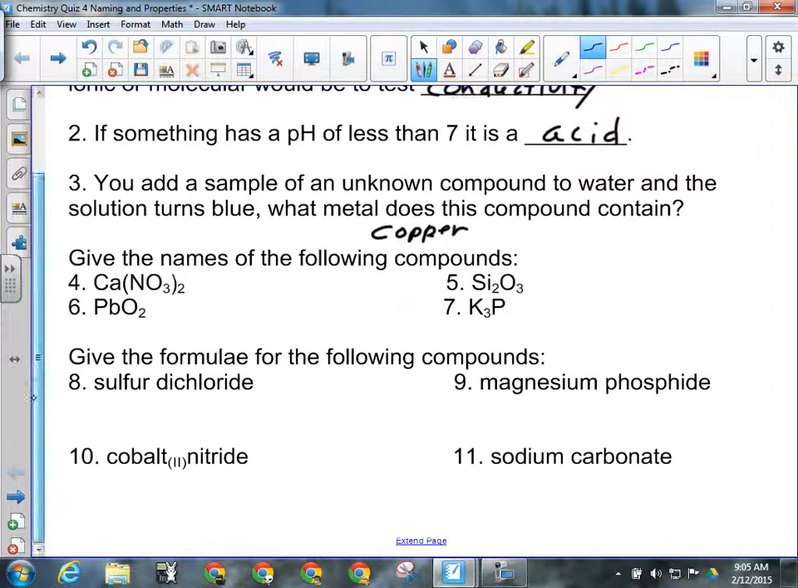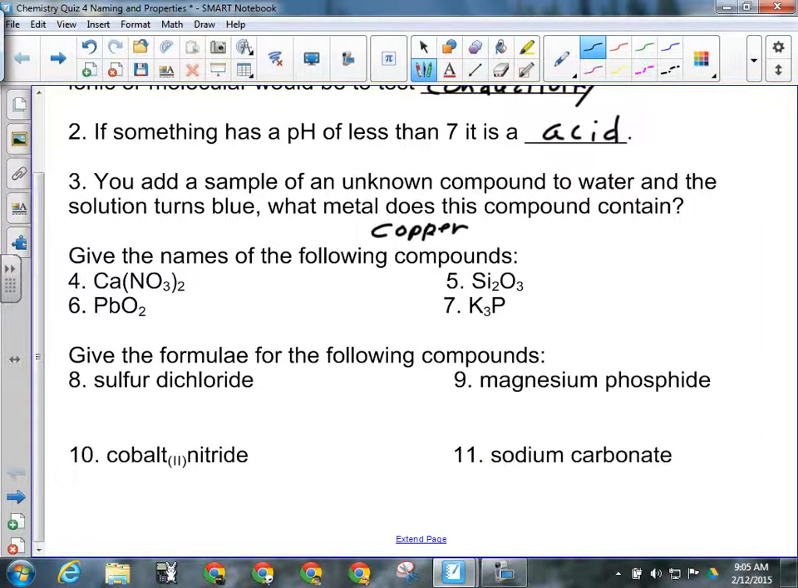All right. Now, we've got to give the names of these compounds. So, for number 4, we've got calcium, which is a metal, and nitrate, which is a polyatomic ion. So we're looking at an ionic compound here. In ionic compounds, we write the name of the metal, and then we write the name of the nonmetal. Since it's a polyatomic ion, we just write its name as it appears on the table. Calcium nitrate. Remember, we don't need any prefixes because it's an ionic compound.